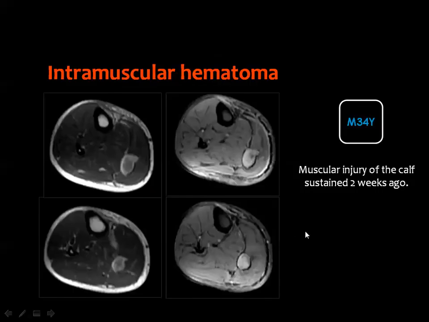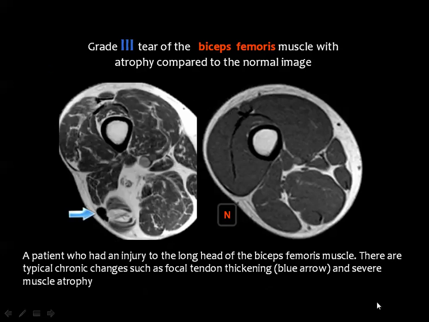And this is also an intramuscular hematoma, bright signal in the T1 and bright signal in the T2. In these cases, you know the T1 from the T2 by the signal of the fat. Fat is bright in the T1 and less bright in the T2 weighted images.